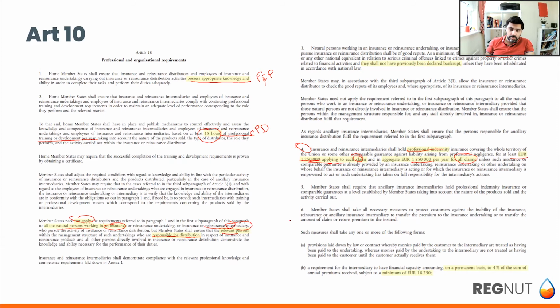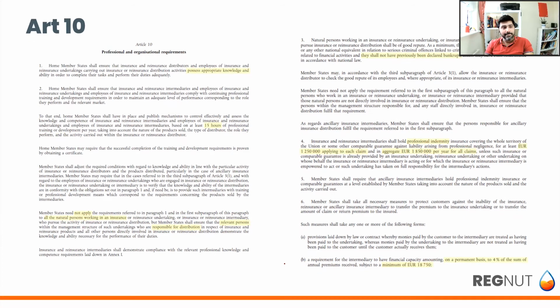Actually, that's probably one also worth highlighting, that that's where the capital requirements come in. But yeah, 18,000 or 4% of the sum of the annual premium received. And this is to do with the client money and how much client money you're holding, and based on that, your capital requirements are set. So just by reading this one article, you start building some of the requirements that are coming through from IDD.